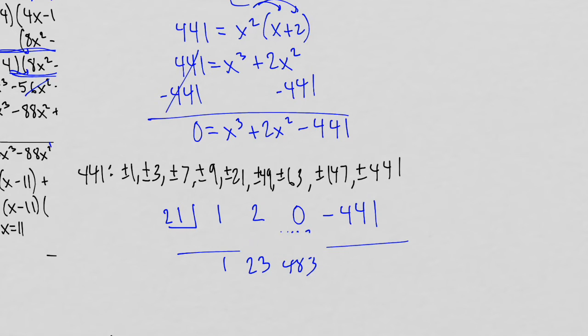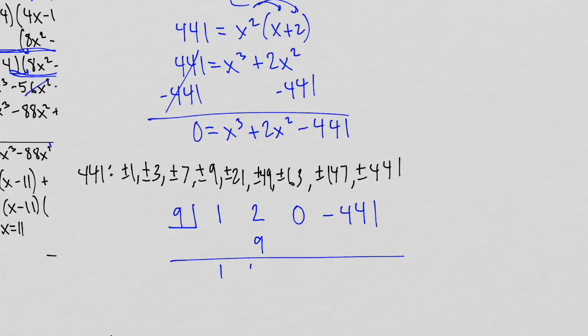Let's go back a bit to 9. If we see that it starts working somehow, then maybe we switch it to a negative, but we'll see. Bring down the 1. 9 times 1 is 9. That's 11. 9 times 11 is 99. And that is 99. 9 times 99 is 891. Too big. Alright, so we're kind of making progress even though it's not working. Let's make it a little bit smaller.